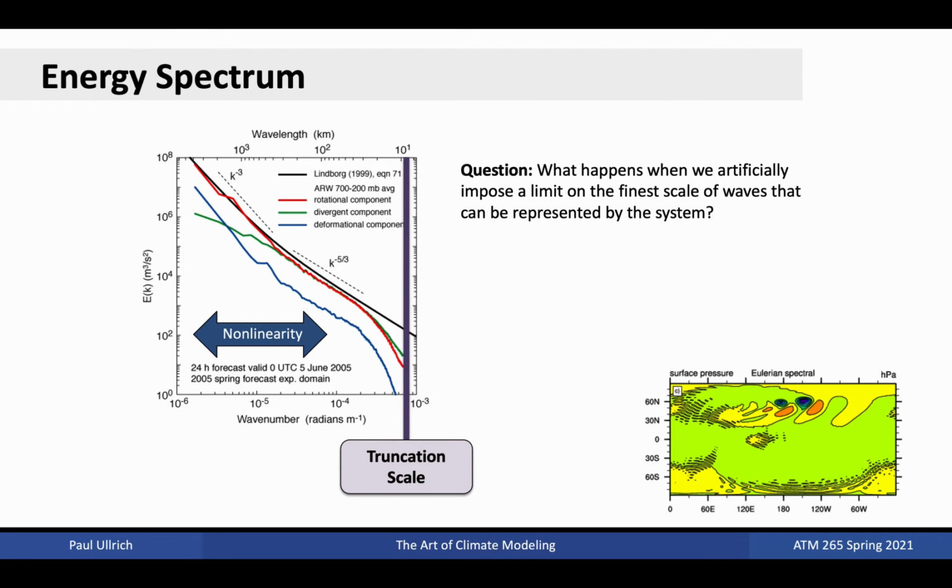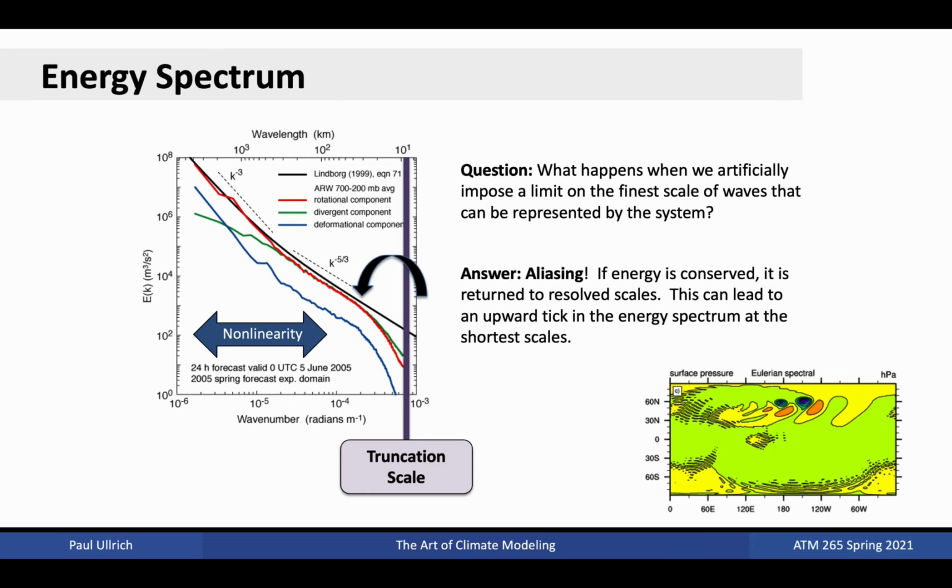So what happens when we artificially cut off which wave modes can be represented? Keep in mind, the shortest waves that can be represented by the discrete system are 2 delta x modes, that is, alternating patterns of 1s and -1s. So for models that have grid points that are 100 kilometers apart, the shortest wave that can be represented is 200 kilometers long. What happens if our discretization tries to transfer energy into wave modes that are shorter than 200 kilometers?